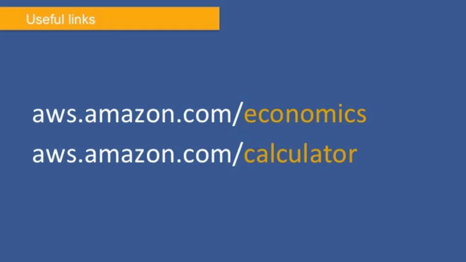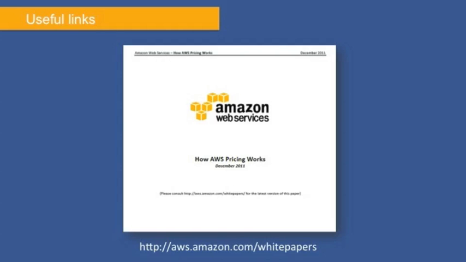There's a number of resources that we can point you to. So there is an economics section on the aws.amazon.com website. And there's also a calculator at /calculator. So I advise you to go and have a look around in there. Within the economics section and also in the white papers section, there is a number of papers, and one of those is how AWS pricing works.